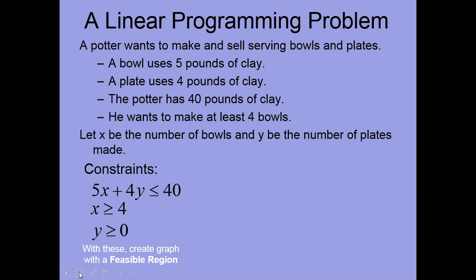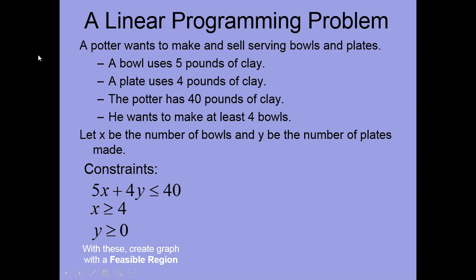So if we were to think about what's going on in this situation, a potter is going to make a decision about how many things to produce, how many bowls and how many plates. And he has limitations. He doesn't have an unending supply of clay. And he needs to make at least 4 bowls to restock his shelves. So with that in mind, he can't just decide to do whatever. He's got to take those factors into consideration. These things are called constraints.